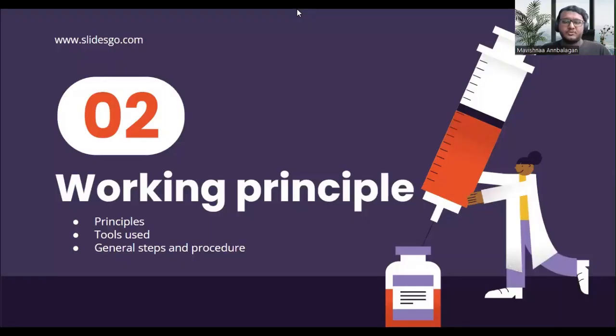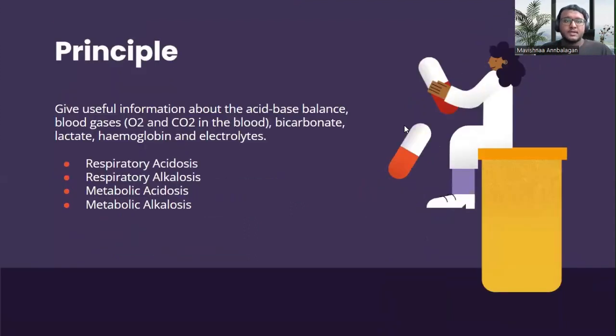So now I'll talk about the working principles, where I go through the principles, tools used, and general steps and procedures. So first, for the working principles, ABGs can give useful information about the acid-base balance, blood gases such as O2 and CO2 in the blood, bicarbonate, lactate, hemoglobin, and electrolytes. There are four main conditions that you can find using ABGs. First is respiratory acidosis, respiratory alkalosis.